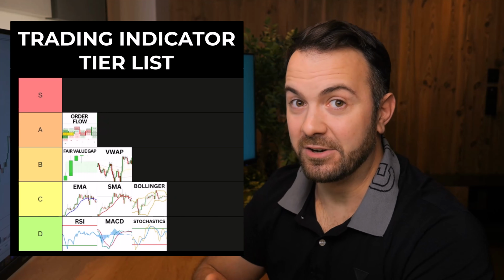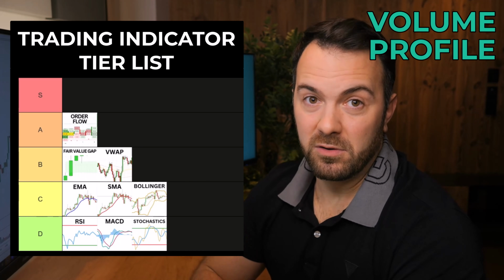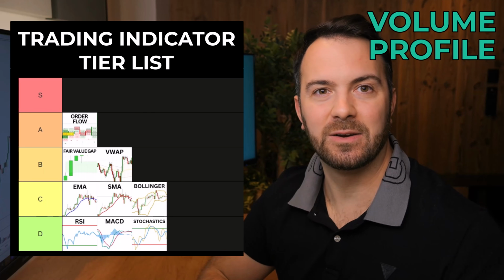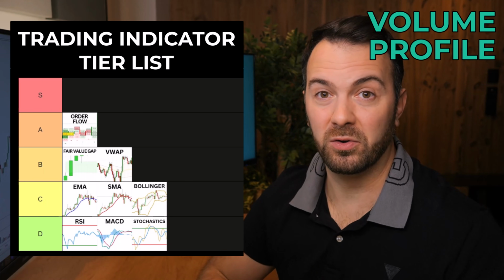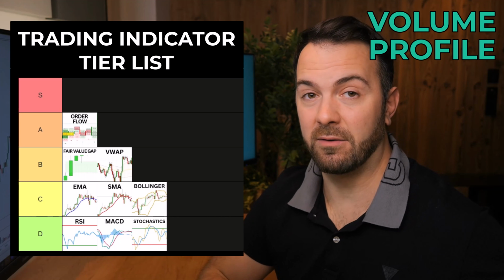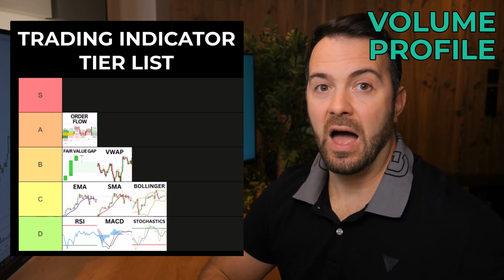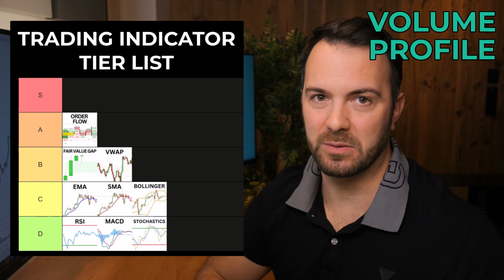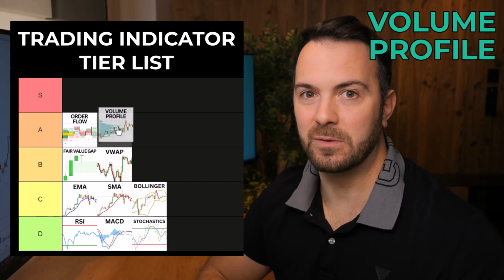Okay, here comes volume profile. Volume profile shows exactly where the big players traded. Clear levels, strong reactions, consistent results. It's quite easy to read and way more reliable than all the average-based indicators we covered before. Along with order flow, this is the most effective tool you can use, and it will go into the A tier.